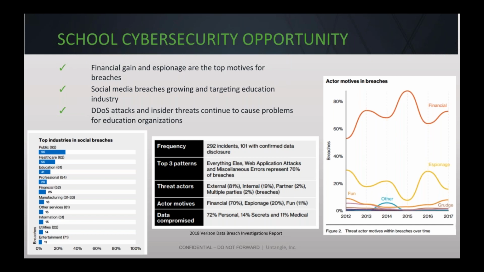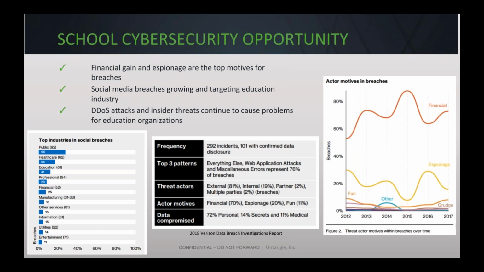But what I want to get across is that this is going to be an overview of what's happening in the educational market in the cybersecurity space, and then some solutions Untangle can provide. So as you can see in the slide here, breaches are growing in the education market, and it's getting a little bit scary. Some of the biggest changes here are that financial gain and things like espionage are some of the top motives for these data breaches.